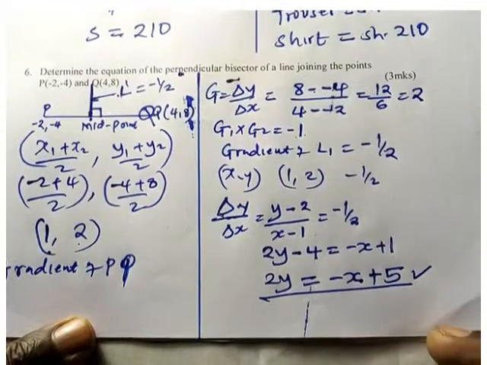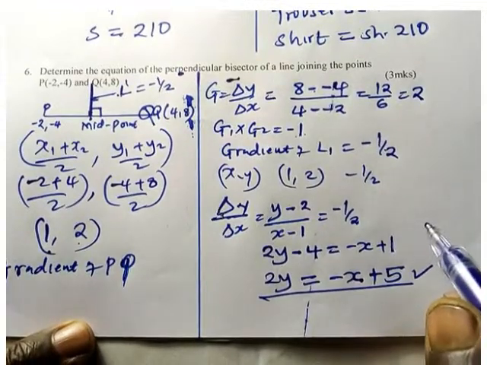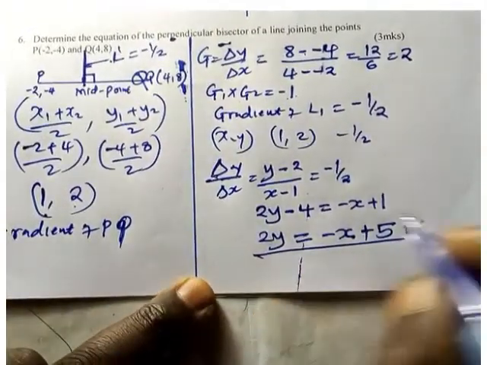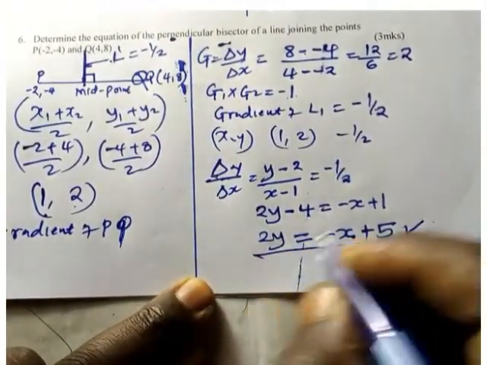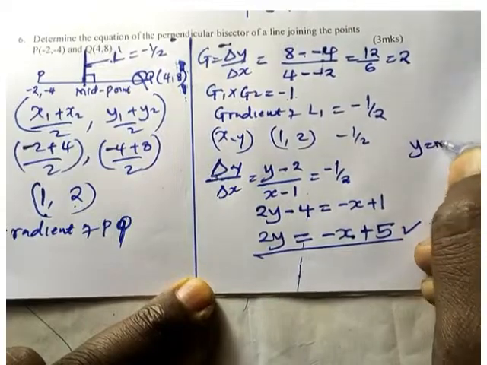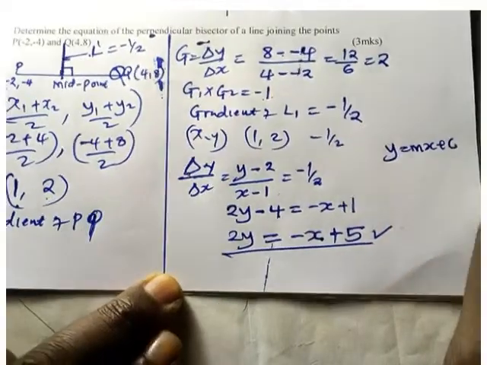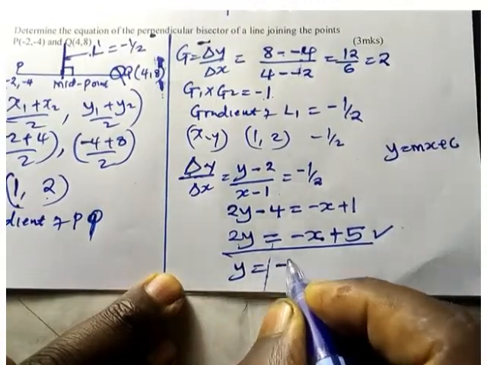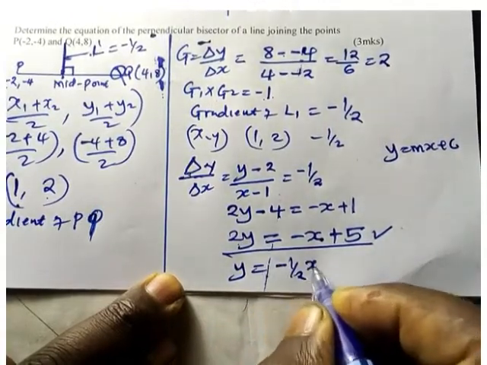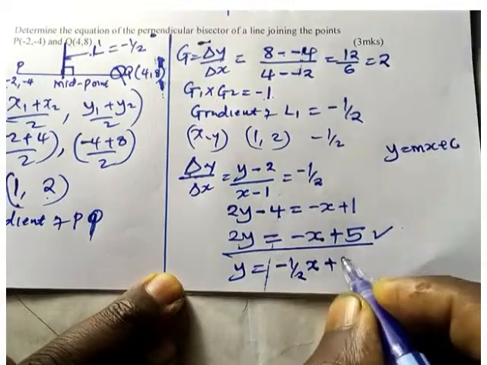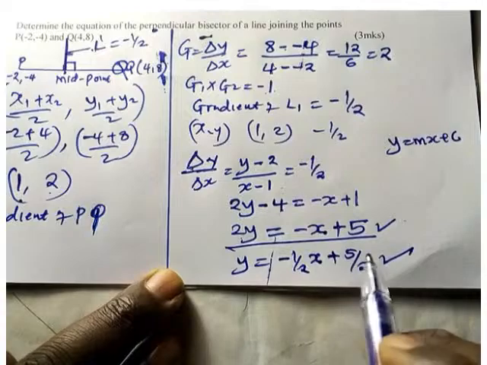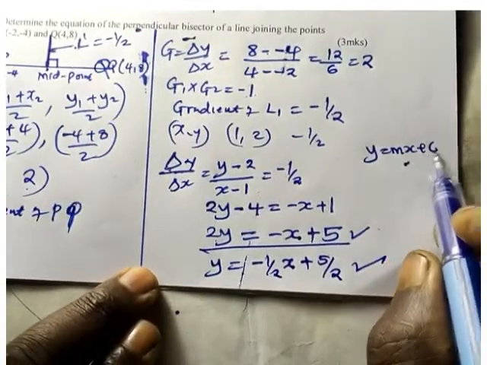But if you were told to write it in the form of y is equal to mx plus c, you can divide by 2 here, and then the final equation will be y is equal to negative 1 over 2 x plus 5 over 2. So in case you have been asked to write in the form of y is equal to mx plus c.